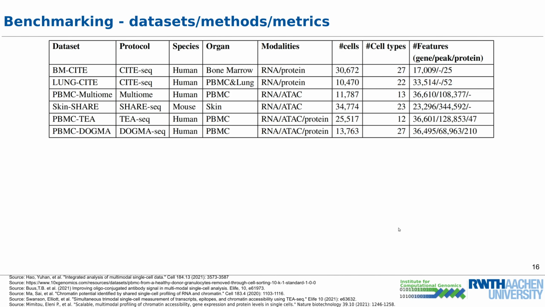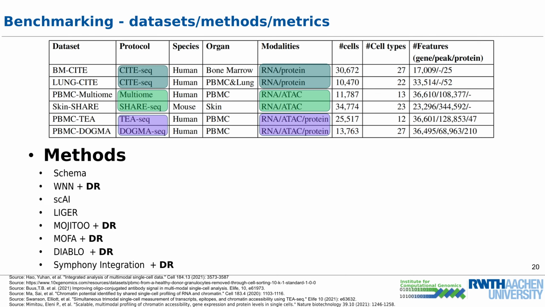We use 6 publicly published datasets to perform the benchmarking. As you can see, the first two use CITE-seq protocol, where the two modalities are RNA and protein. The third and the fourth datasets involve RNA and ATAC modalities. And the last two datasets include 3 modalities.